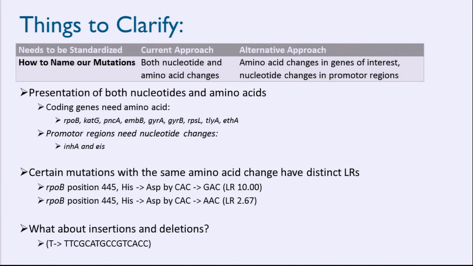So if we're trying to say with certainty, or with some metric of certainty, that in position 445 of the RPOB gene, if you go from C to G, you have a much higher likelihood based on our existing knowledge than if you go from C to A. Another question that's going to have to be answered here is, if we're talking about a report, how important is it for me to say that T changed to TTCG, CAT, GCC? You get the idea.